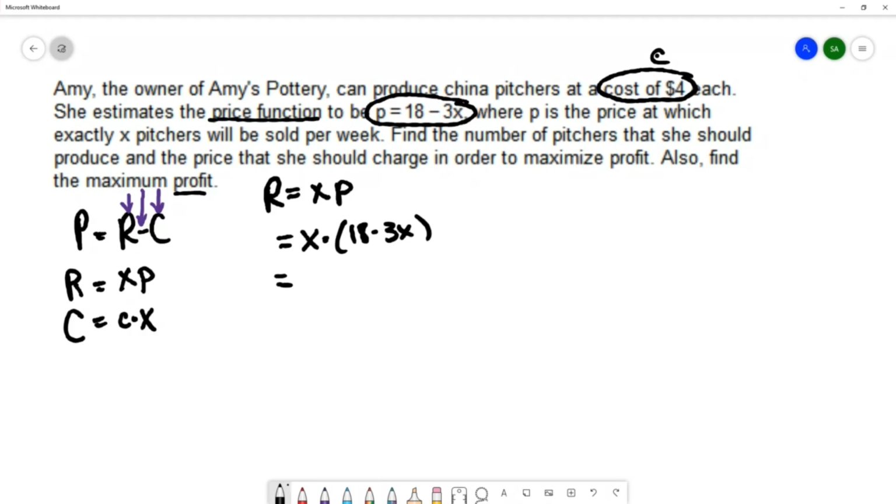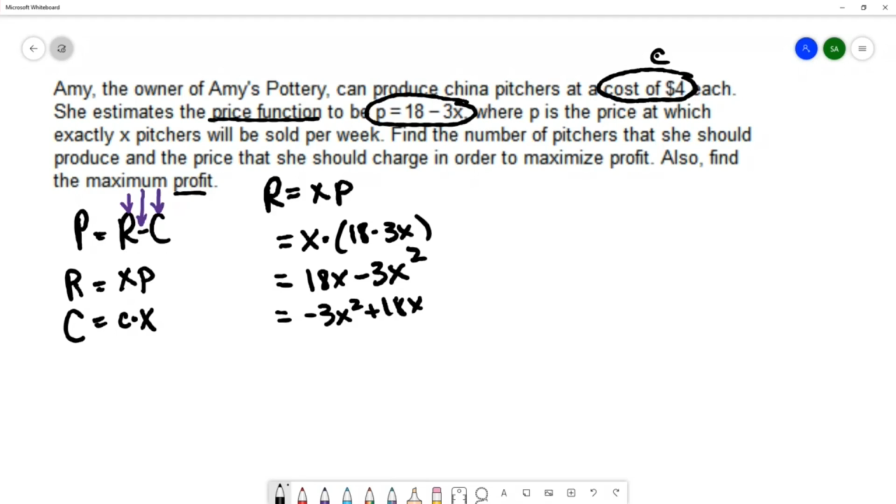And then I'll use the distributive property. That will be 18x minus 3x squared. So that's our revenue function. We can write that as negative 3x squared plus 18x.